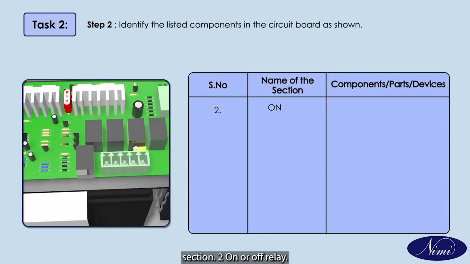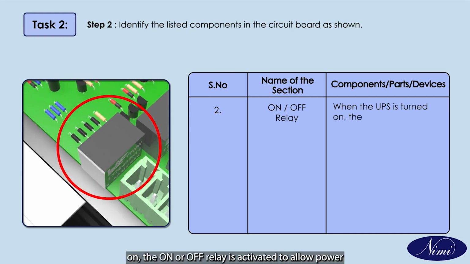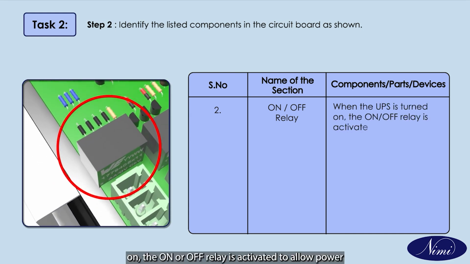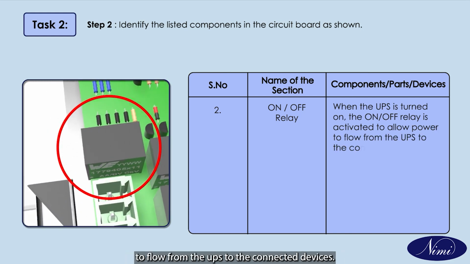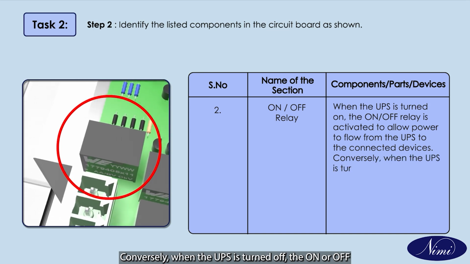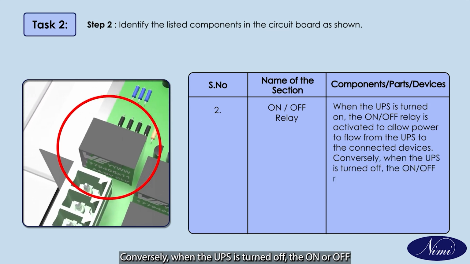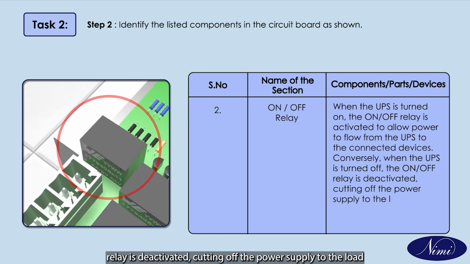Number 2. On or off relay. When the UPS is turned on, the on or off relay is activated to allow power to flow from the UPS to the connected devices. Conversely, when the UPS is turned off, the on or off relay is deactivated, cutting off the power supply to the load.